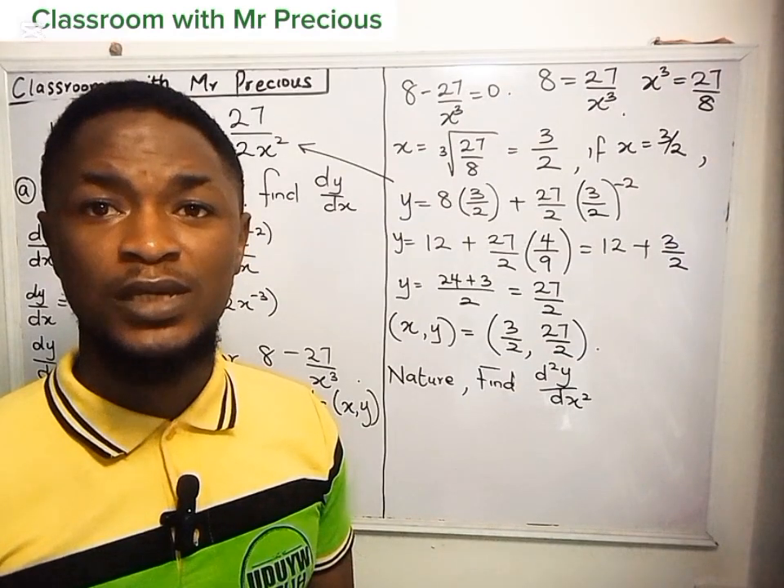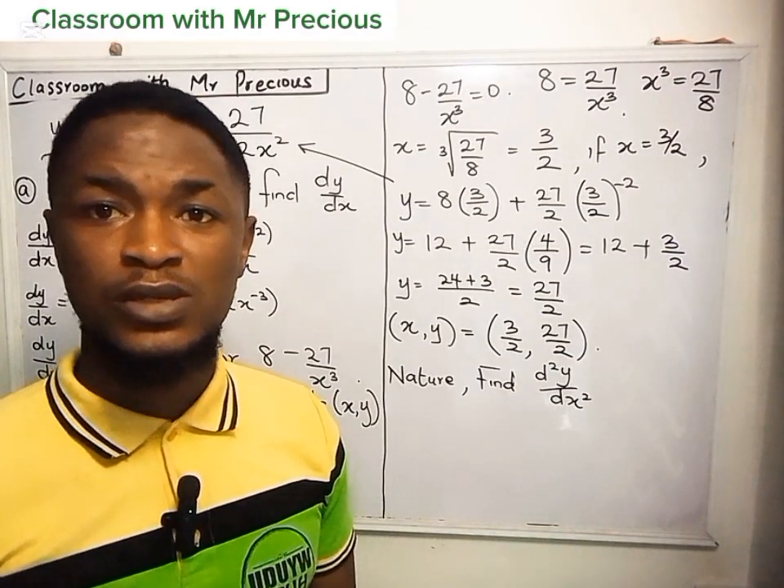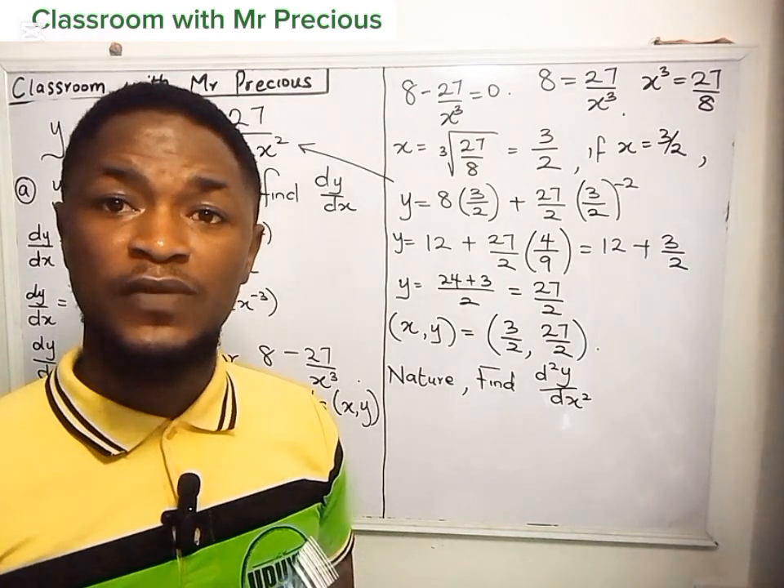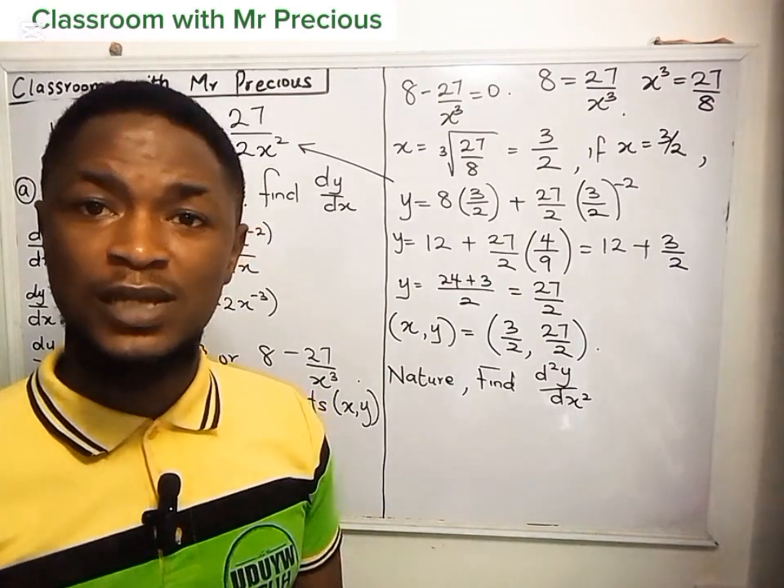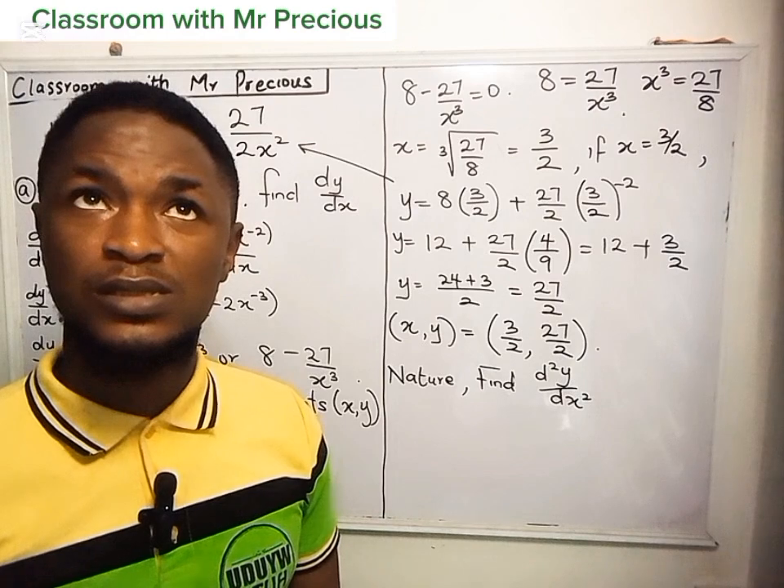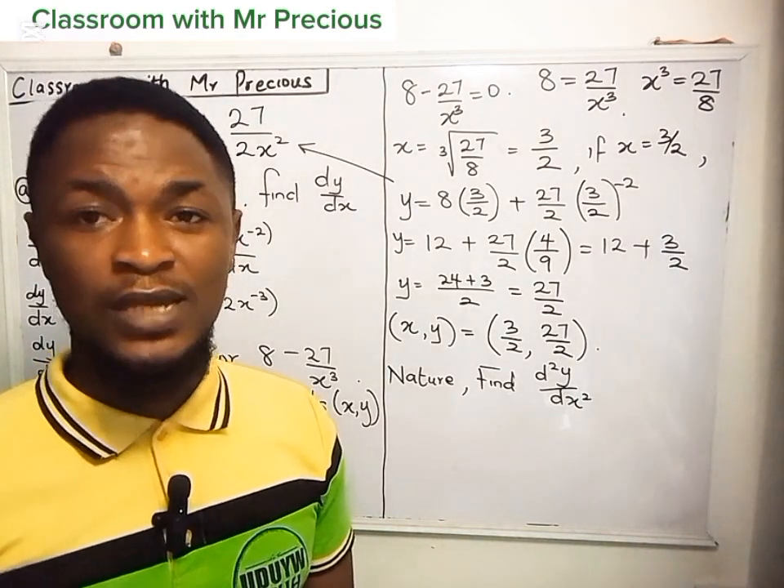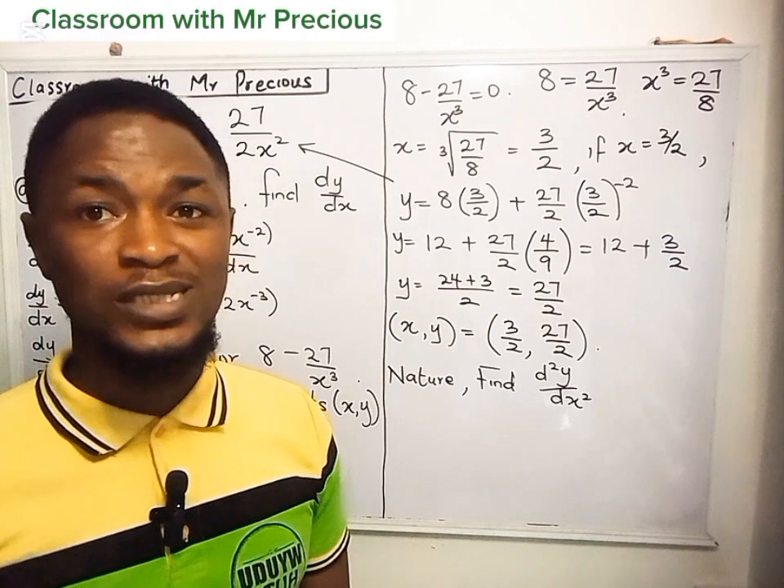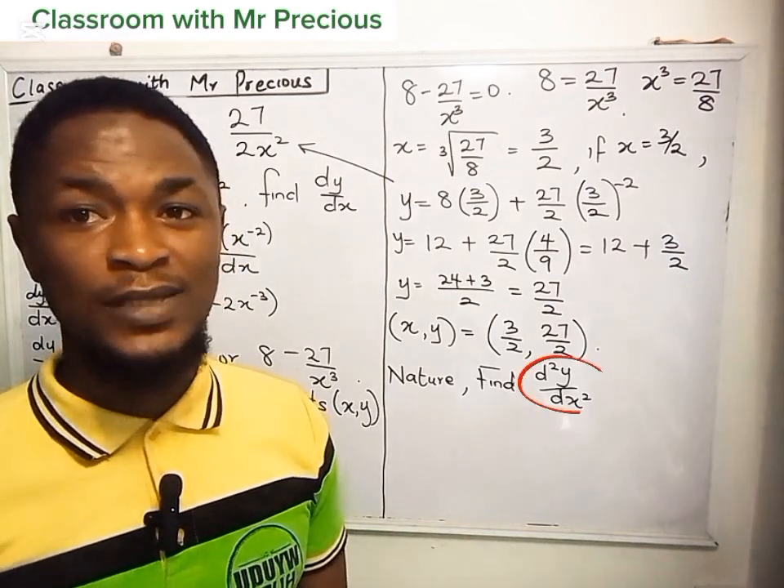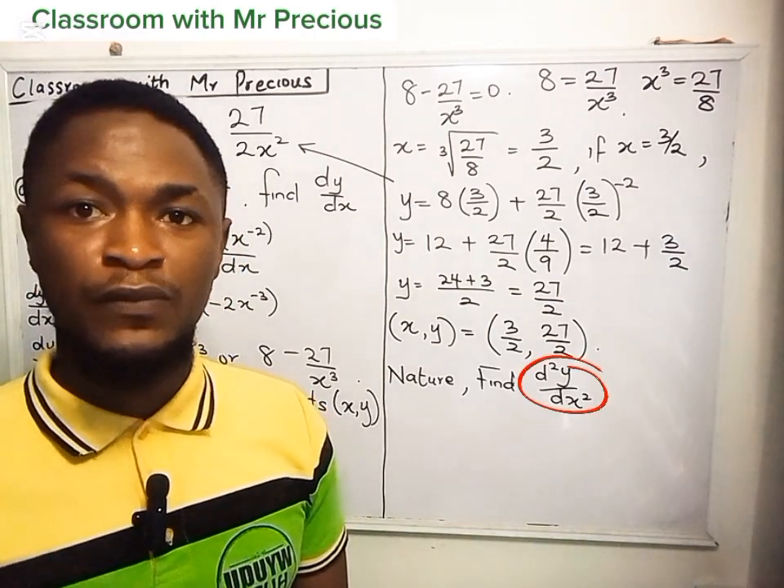When we have equated dy over dx to 0, you can get x and y. But how do you understand the nature? Now, the nature is conditional. You have to find the second derivative, which is d squared y over dx squared. So it's your job now for you to get it.